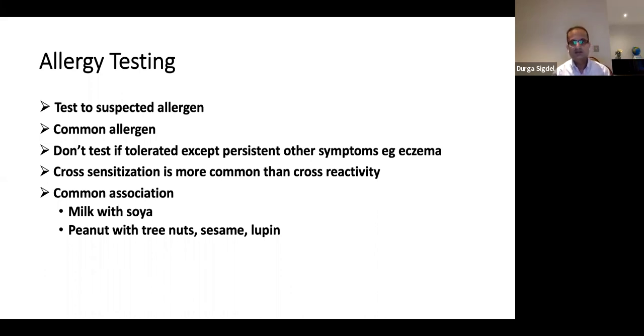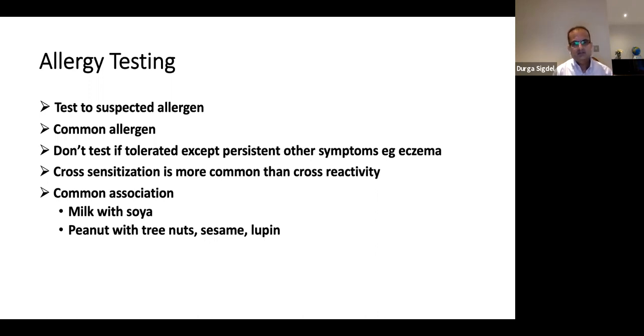The parents might think, oh, the test result is positive, my child is allergic, and they might stop giving that food to the child. What that leads to, at the end of the day, is that the child may lose tolerance, and after a few months or few years, the child may be truly allergic. So we should not do allergy testing if the child is already tolerating the food.